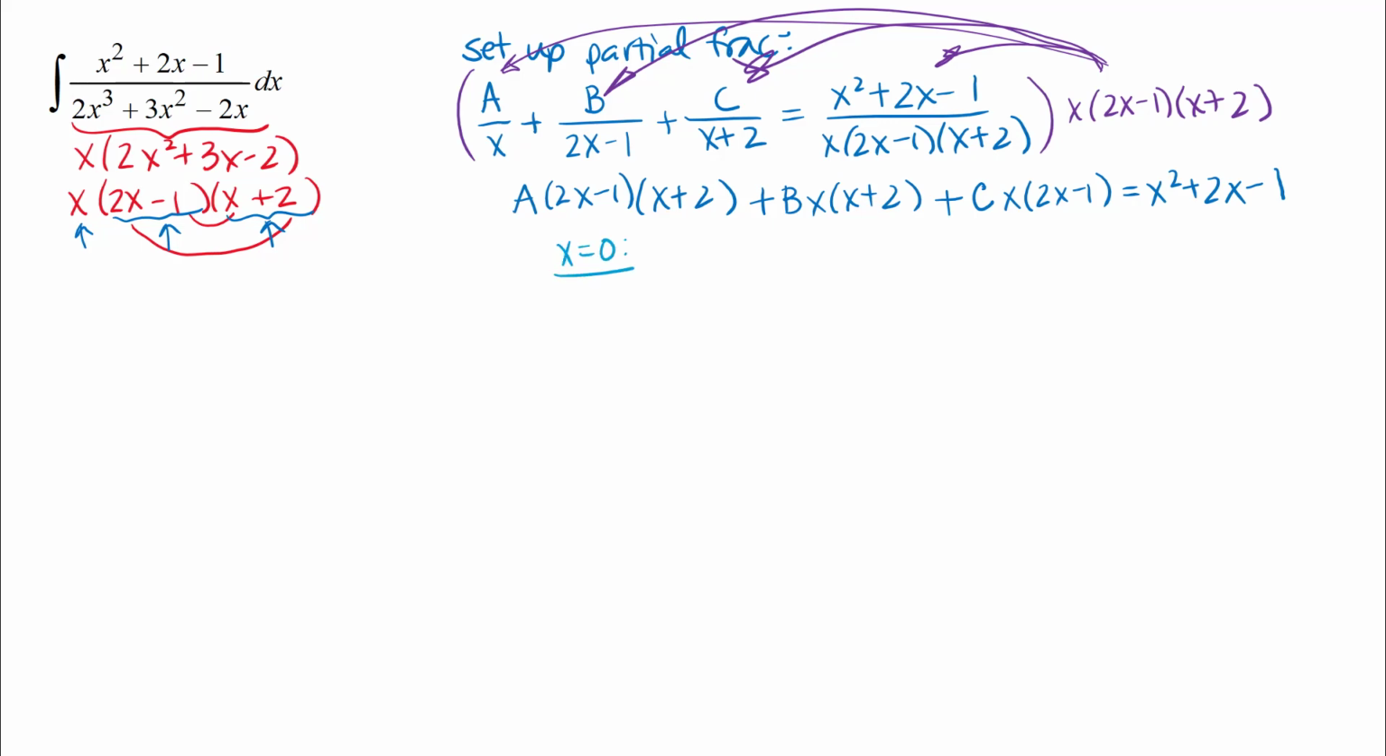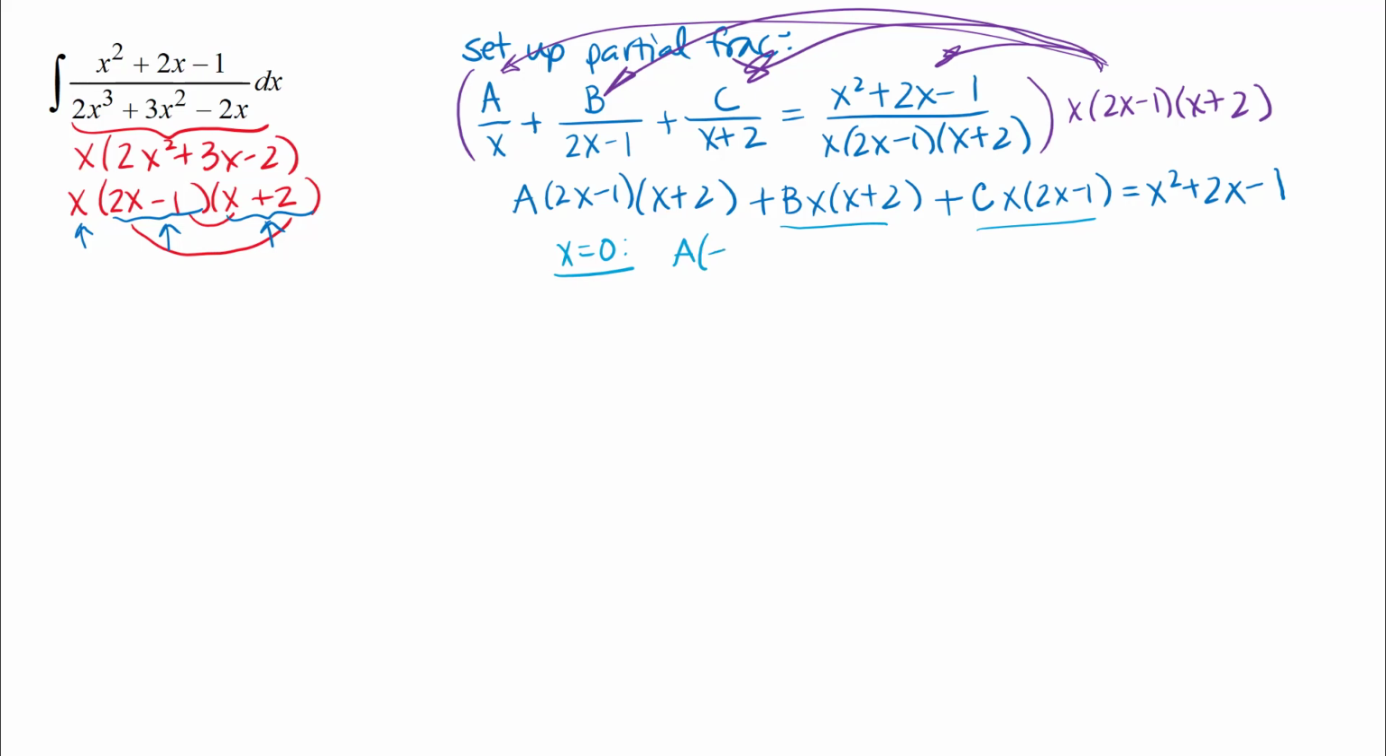When I put in x equals 0, that's going to make my last two terms here, the b and the c term, go away completely. So I'm just going to be left with my a term here. There's a lot going on here, so I want to be really careful when I plug in x equals 0 that I don't miss anything.